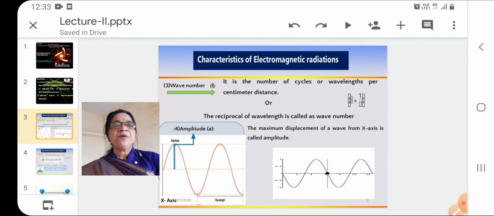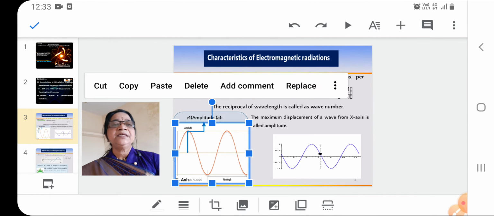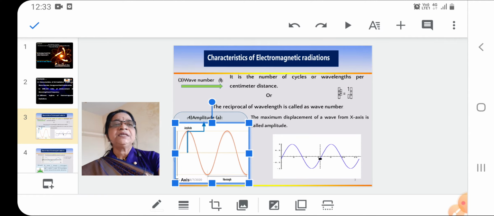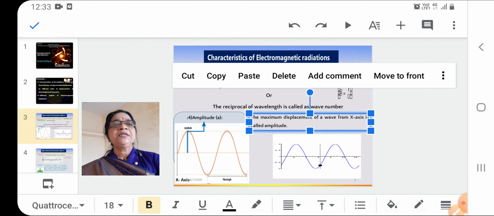Now the next wave parameter that we have to see is the amplitude, the maximum displacement of the wave from the x-axis. See, this is the x-axis, and the displacement of the wave from the x-axis is called the amplitude.